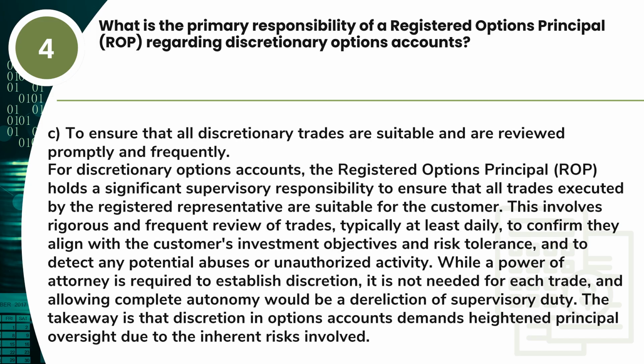Answer: C. To ensure that all discretionary trades are suitable and are reviewed promptly and frequently. Explanation: for discretionary options accounts, the registered options principal (ROP) holds a significant supervisory responsibility to ensure that all trades executed by the registered representative are suitable for the customer.